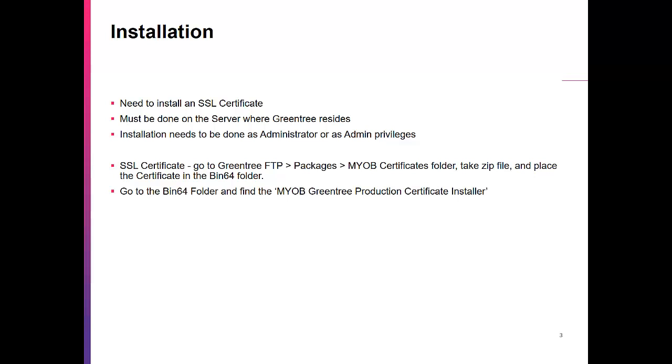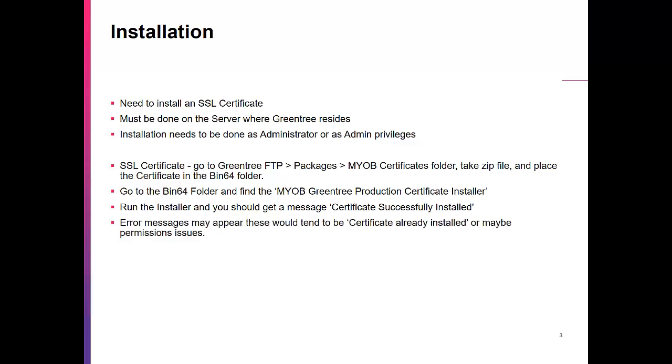Go to your bin64 folder, find an MYOB Greentree Production Certificate installer, run that installer. It only takes a couple of seconds, and you will get a message, certificate successfully installed, if you have run it as the administrator. We've seen a couple of error messages come up so far. You may get one that says certificate is already installed, or you might get a permissions issue.